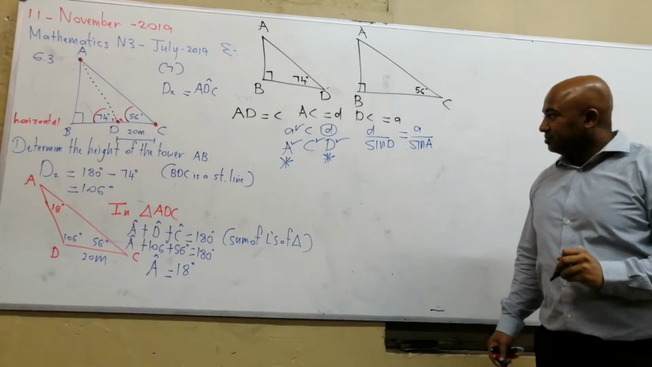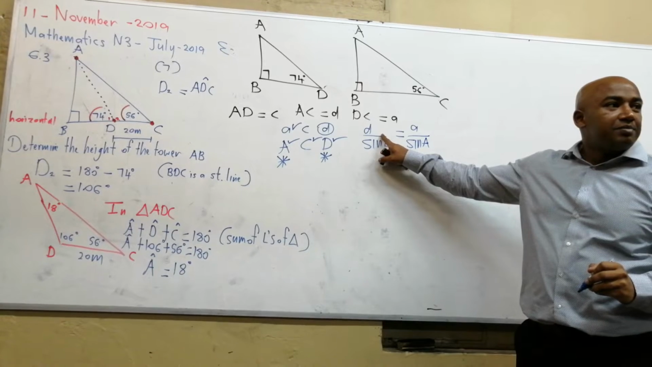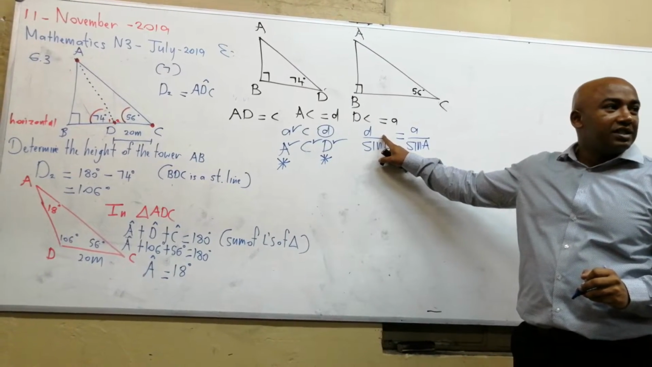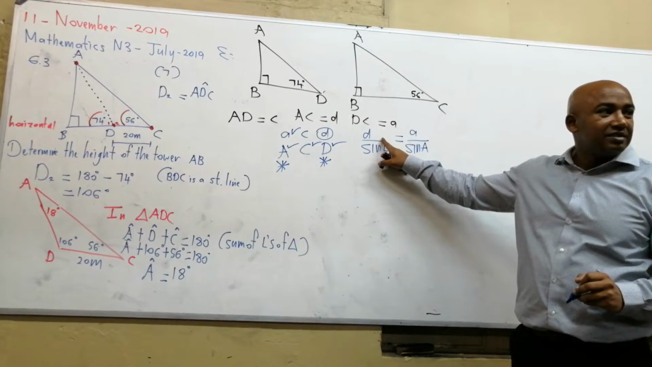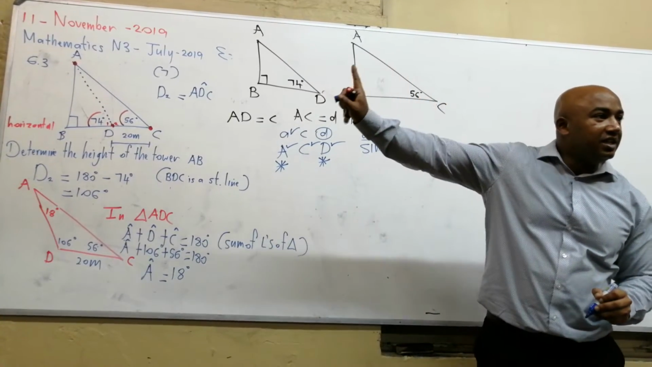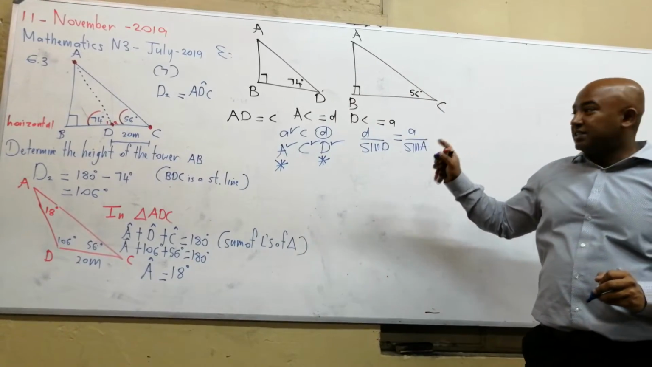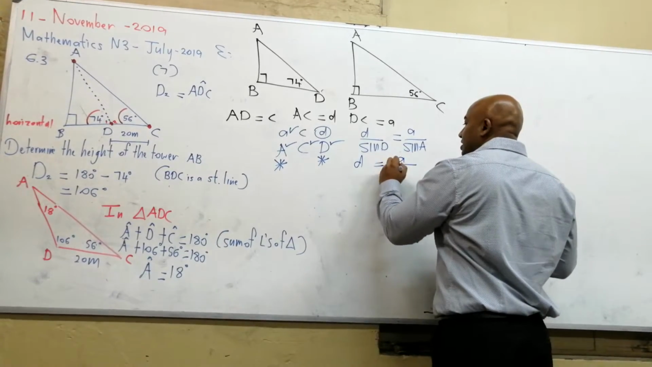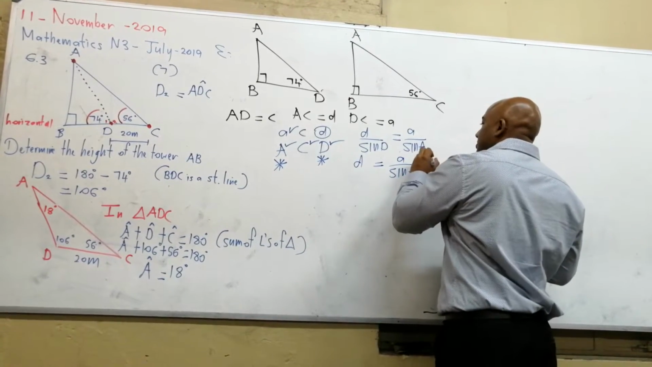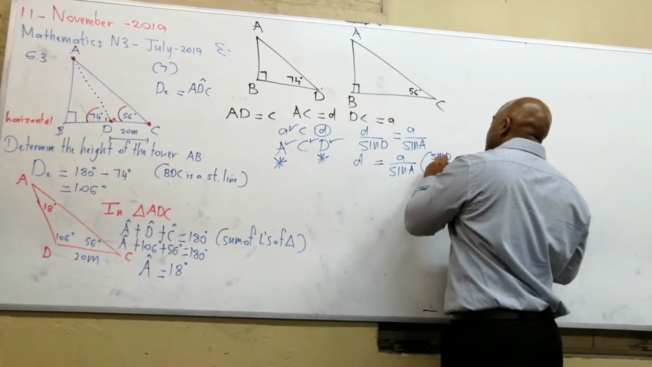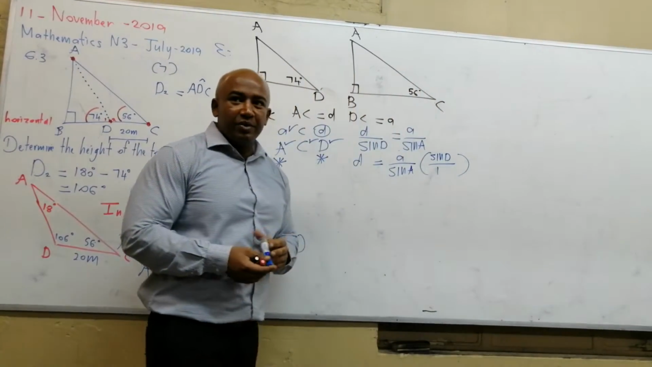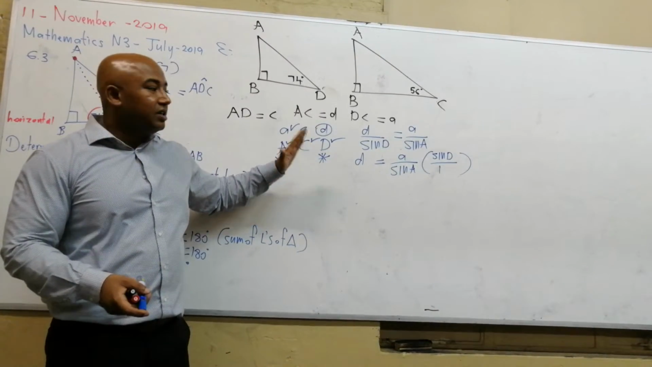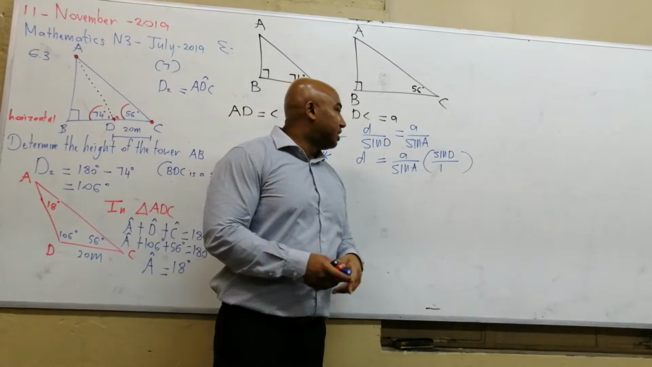So now I need to make small letter d the subject of the formula. What must I do? I need to multiply by sine d on the left hand side and on the right hand side. So sine d and sine d will cancel. So d is equal to A over sine A multiplied by sine d over 1. Are you clear with what I'm doing? I multiplied by sine d, it's just that I didn't show it to you. Sine d and sine d cancel. Whatever I do on the left, I do on the right.